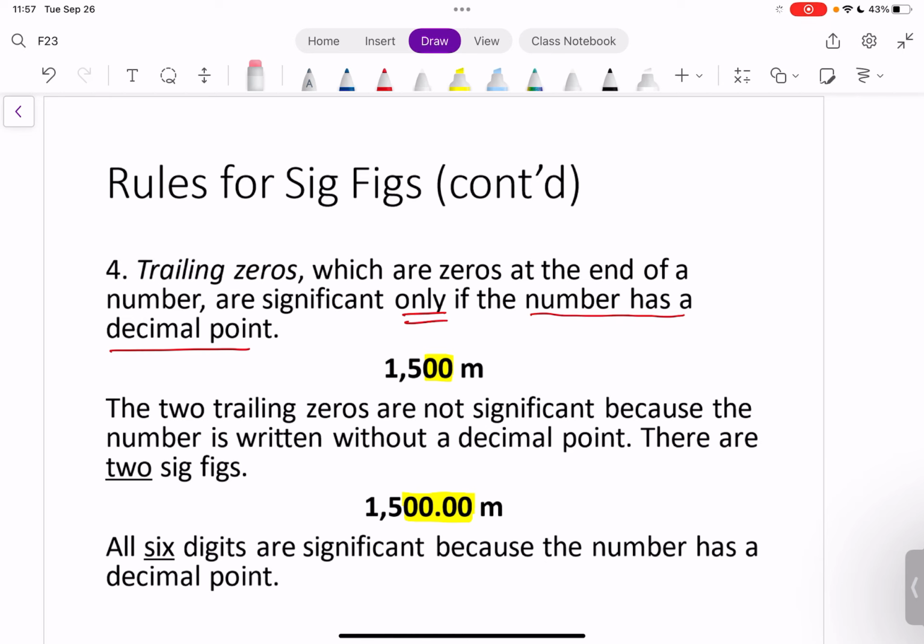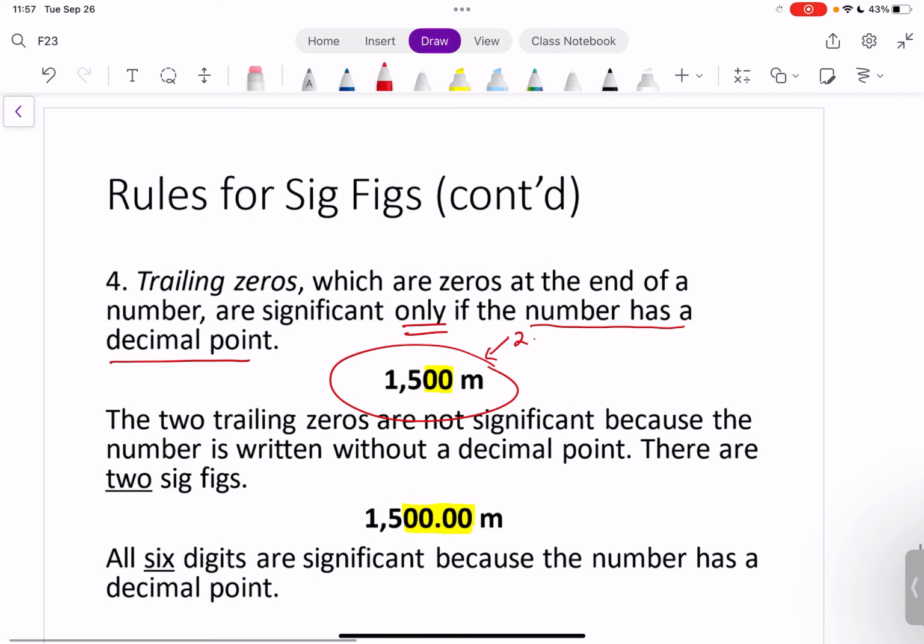And decimal points are really important. In chemistry, anytime you see a decimal point, there's a reason that decimal point is there, and it indicates something about the certainty of that measurement. All right, so we don't see a decimal point here. Okay, so these two zeros are not significant. So how many total sig figs are in this number? Yeah, 2 sig figs. 2 sig figs total in that number. Actually, let me put that down here.